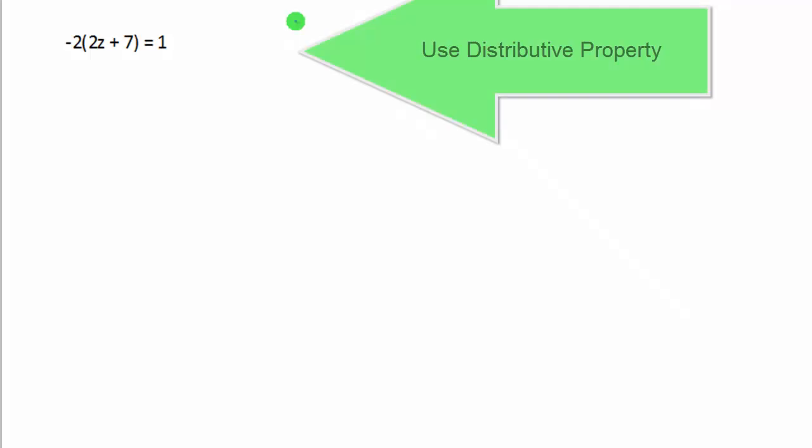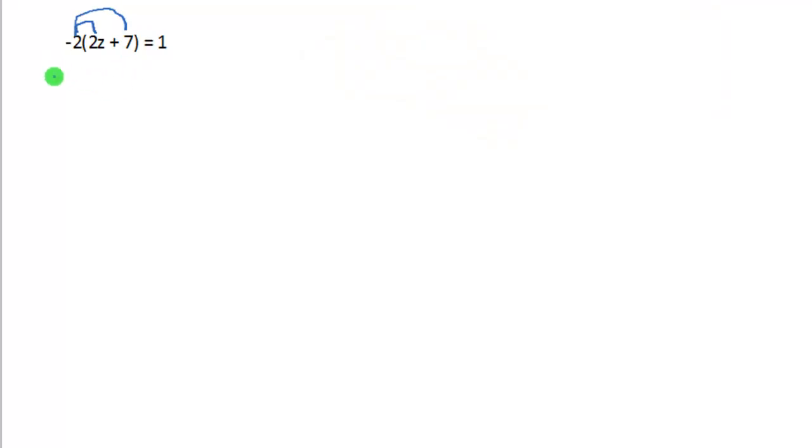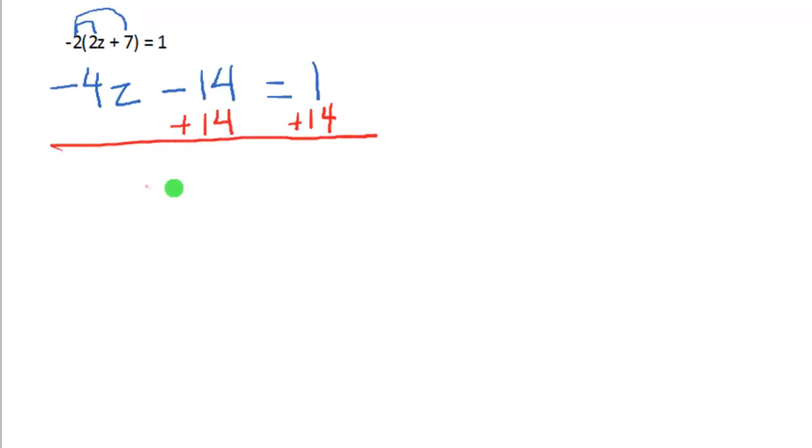In this next problem, we have parentheses, and we're going to use our distributive property to simplify first. So we distribute that negative 2. And negative 2 times 2z is negative 4z. And negative 2 times 7 is negative 14. And that equals 1. We bring that down from the right-hand side. We're going to isolate z, so we have to move the negative 14 to the right, which means its opposite, positive 14. And that's going to give us on the left negative 4z. The 14s cancel, equals 15.